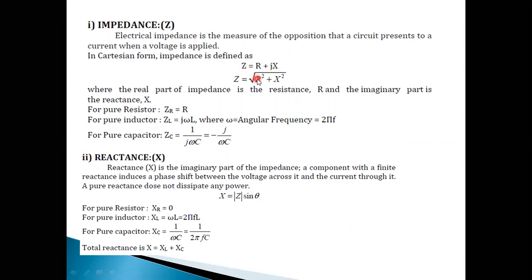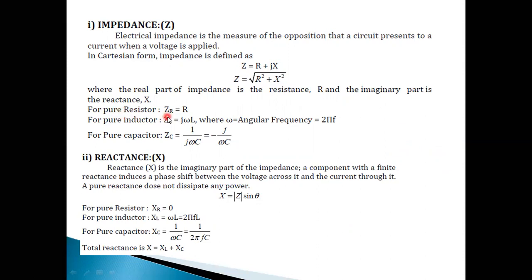Try to remember that this j stands for the angle between resistance and reactance. That j stands for 90 degrees. Let me draw an impedance triangle: R is on the x-axis, and X is on the y-axis with a phase shift of 90 degrees, and the hypotenuse is Z. That triangle is nothing but the impedance triangle.